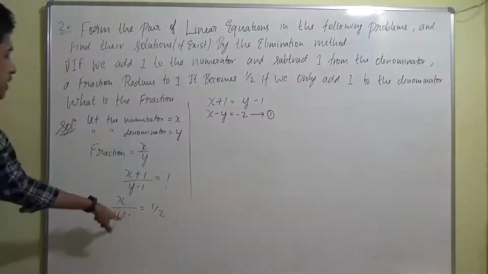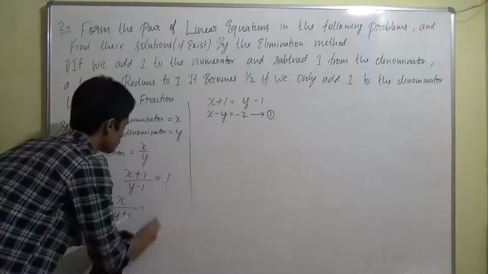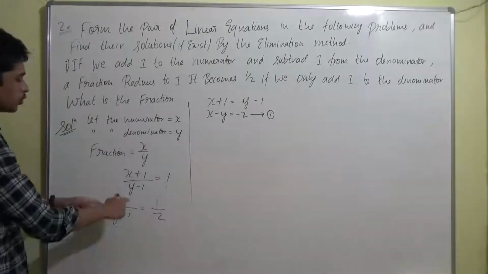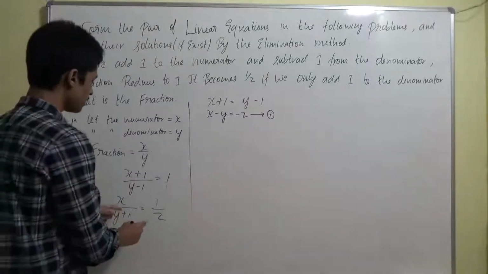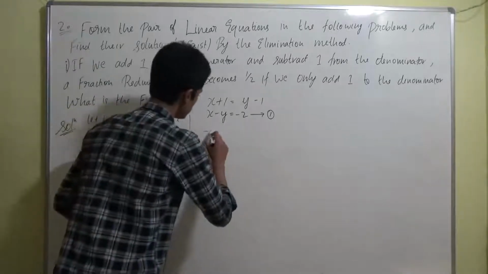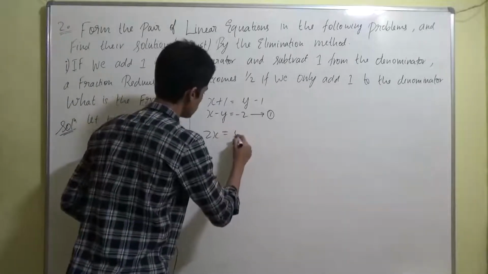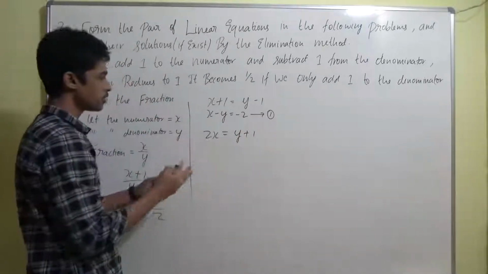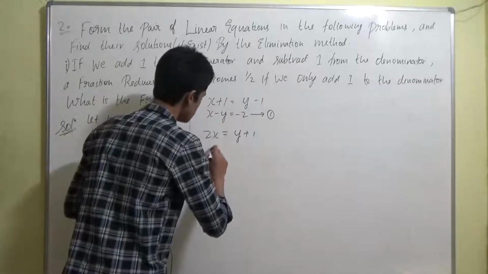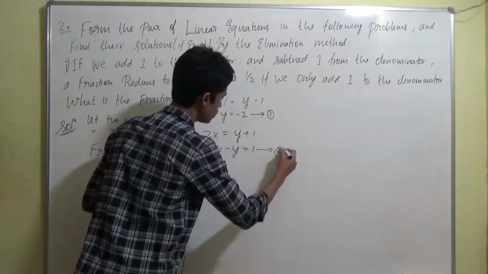Now let's cross multiply this one. I'll write 1 by 2 like this, so that it will be a bit easy to understand. Now let's cross multiply it. 2 into x is 2x, and here it comes y plus 1. So 2x equal to y plus 1. We'll bring all the variable terms to one side and all the constant or numerical terms to the other side. So it becomes 2x minus y equal to 1. This becomes your equation 2.